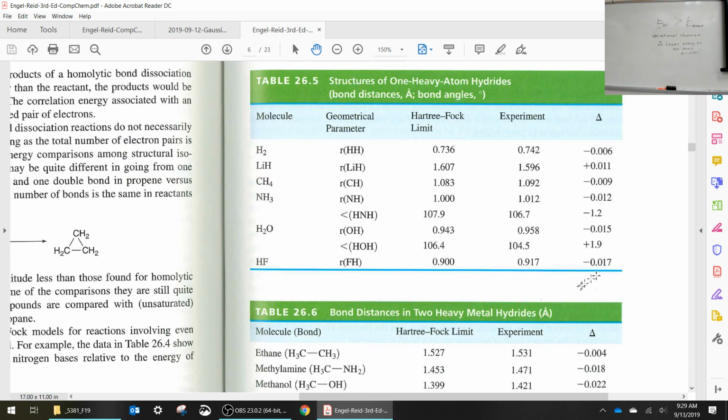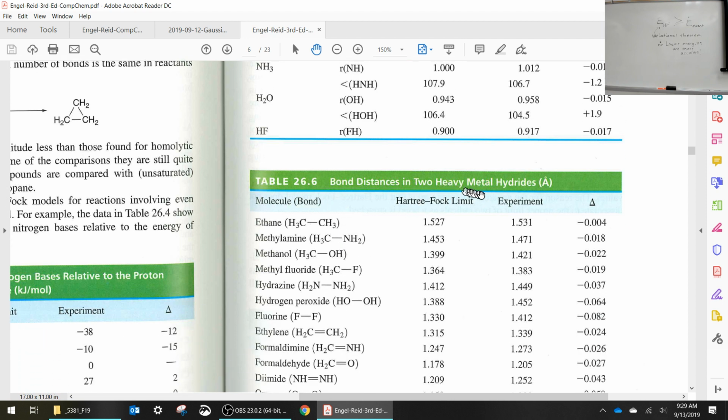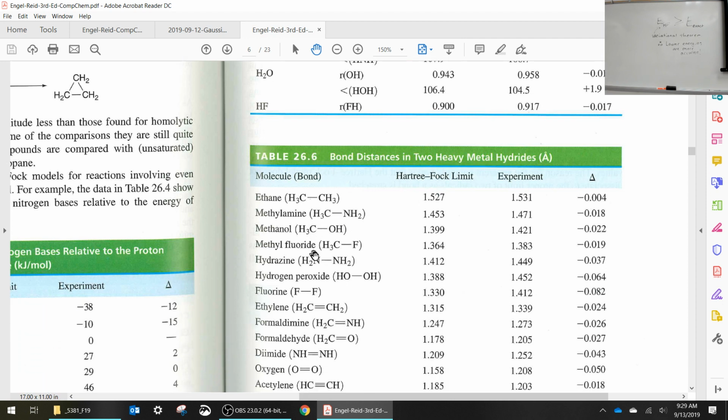Up here, this really confused me. Up here it says structures of one heavy atom hydrides. Okay, and I'm looking at this. And then the next one says bond distances in two heavy metal hydrides. And I'm like, I don't see any metals in there at all. So I think that just, typing wise, they're like heavy metal. It just goes together, either in music or in toxicity. So I think that was just a typo. So you scratch through that metal part. This is heavy atom. Change that to heavy atom hydrides.